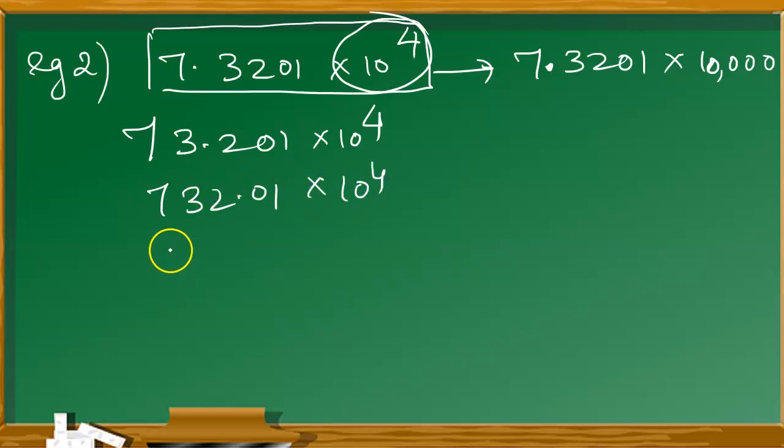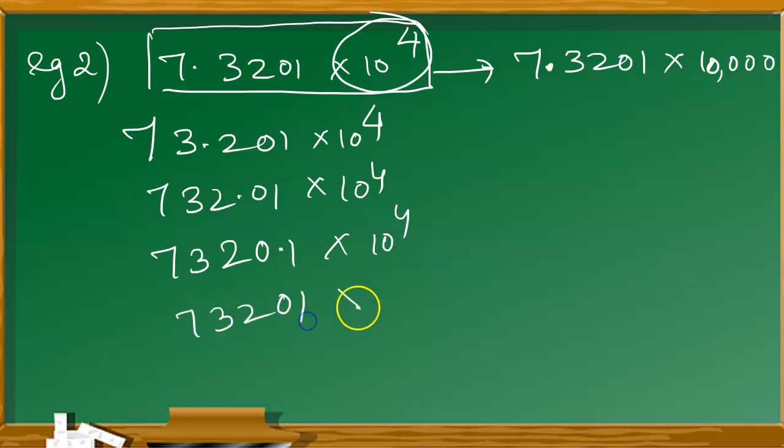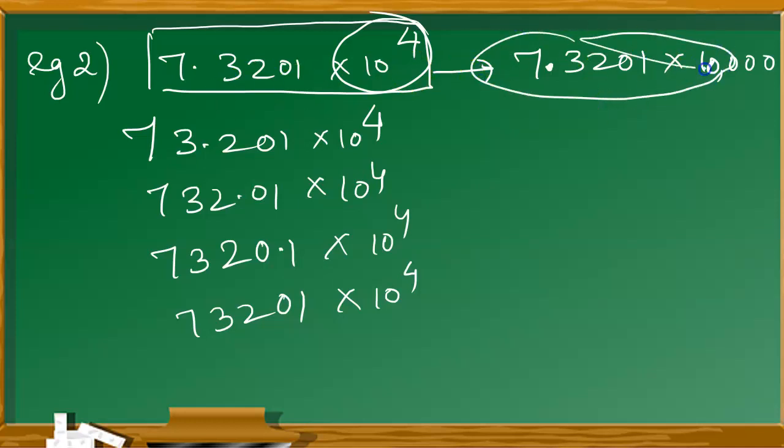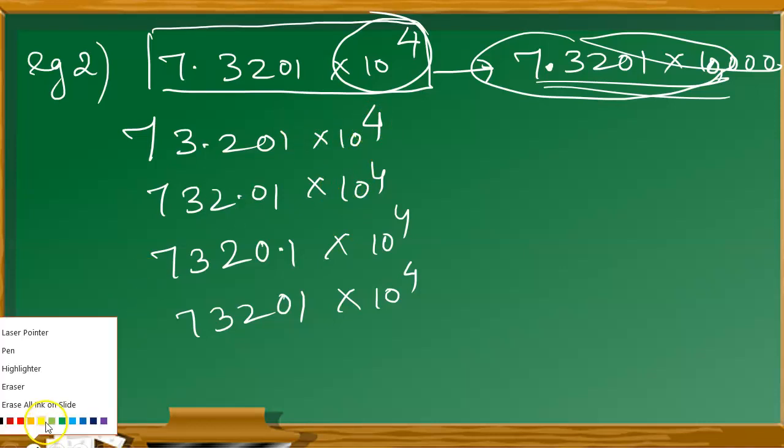Then the next one will be 7320.1 into 10 raised to 4, and 73201 into 10 raised to 4. As I told, I am not shifting 10 raised to 4; I am keeping 10 raised to 4 as it is. There are 2 methods: either you first solve 10 to the power 4, or you do not solve it. First, I am not solving 10 raised to 4, because that is easy to understand. So I am keeping 10 to the power 4 as it is. Now I come back to the topic which I had already explained.